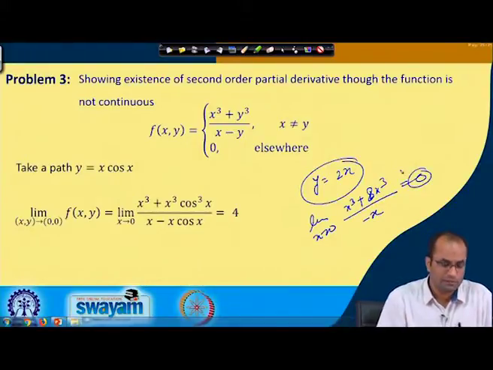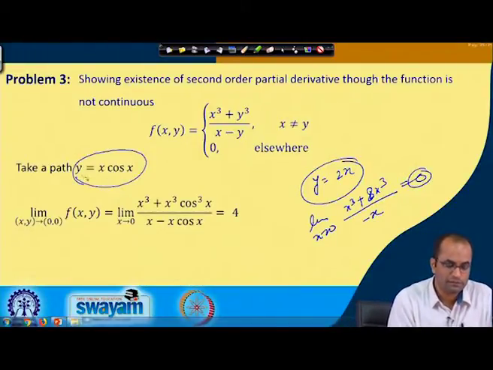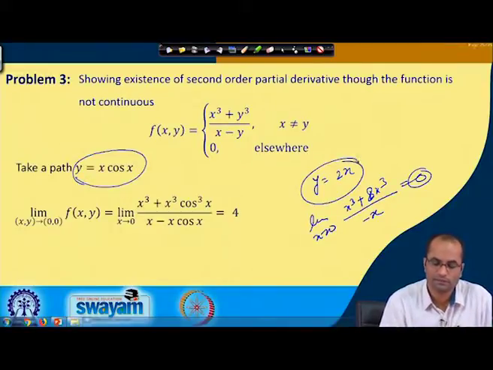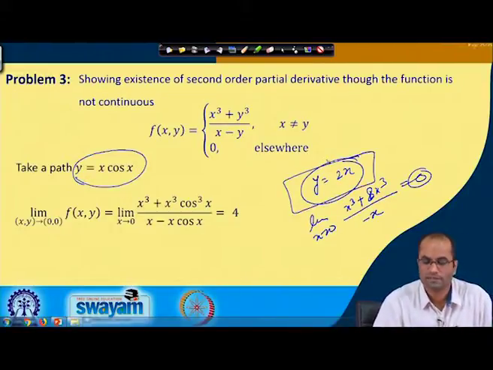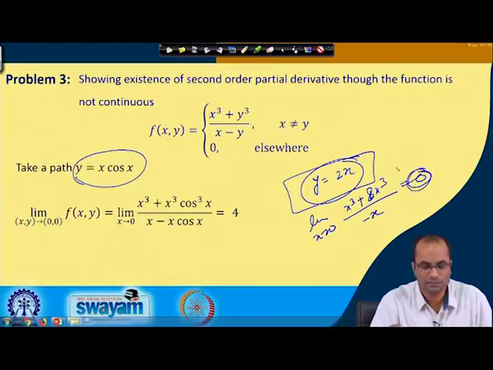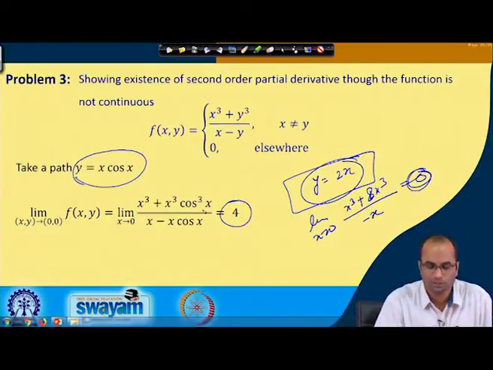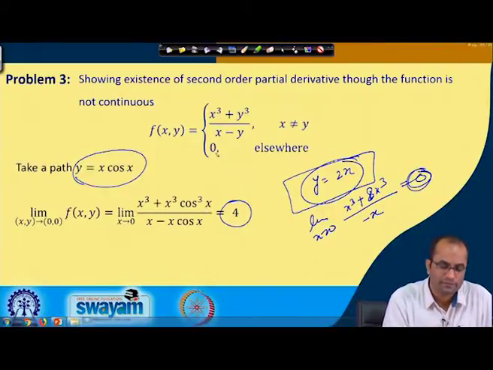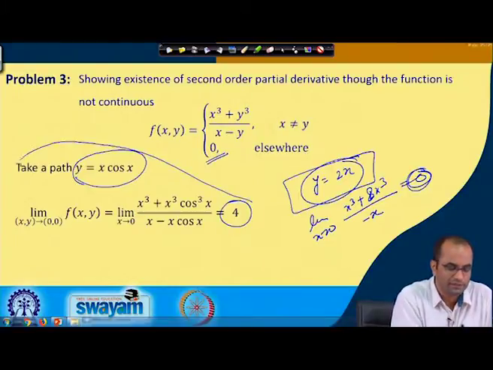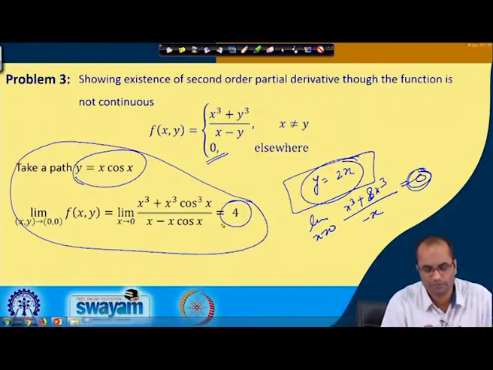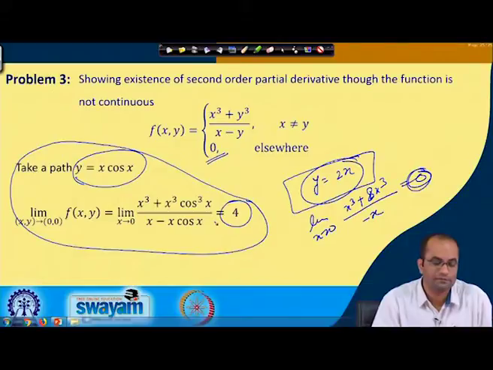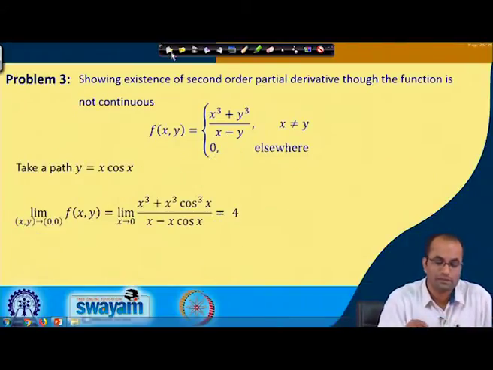So, we have two different paths. One is y is equal to x cos x, another one is y is equal to 2x. Here the limit is 0, there the limit was 4. So, that concludes that the limit does not exist, and in any case here the value of the function is 4, and we have already seen along this path the value is 4. So, there itself we can conclude that the function is not continuous.